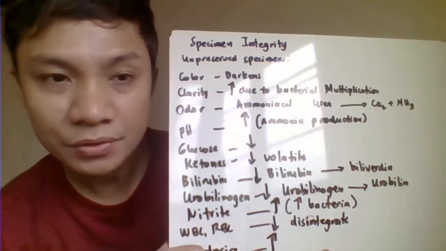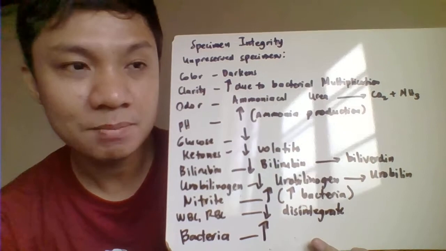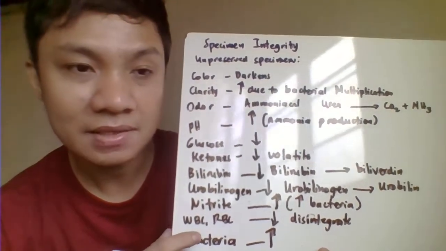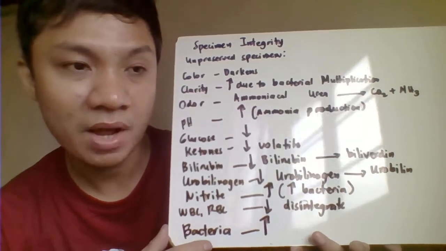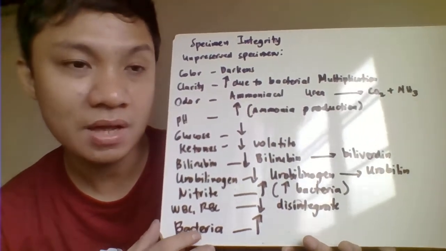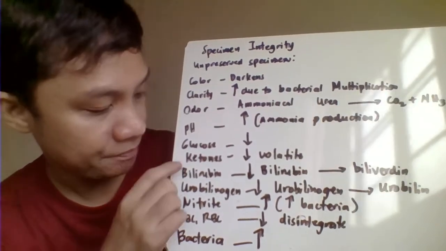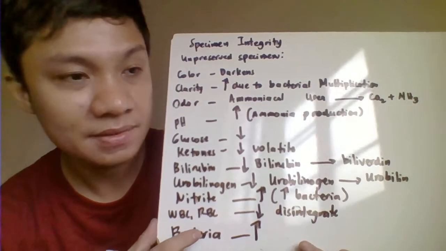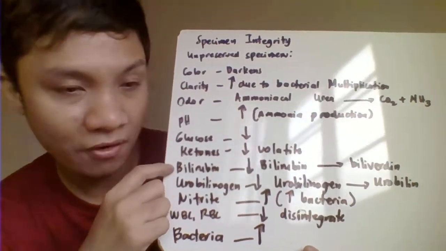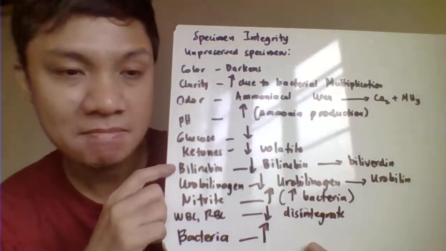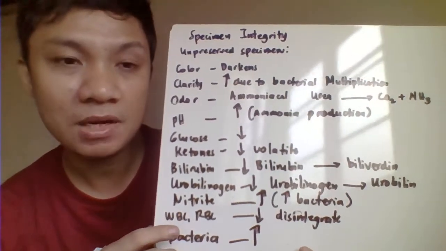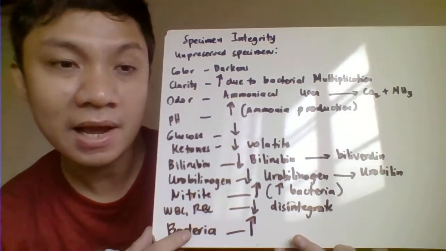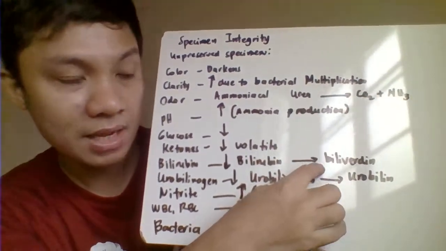Another one, your glucose here. So glucose will be decreased because of the glycolysis. Ketone bodies. These are volatile substances and therefore they will be lost once your specimen has been exposed to the air for so long a period of time. Then we have the bilirubin. Bilirubin will eventually decrease because bilirubin is a photosensitive na pigment. So once exposed to the light, your bilirubin will be converted to another pigment, biliverdin. So wala ka nang bilirubin, but what you have is already the biliverdin.